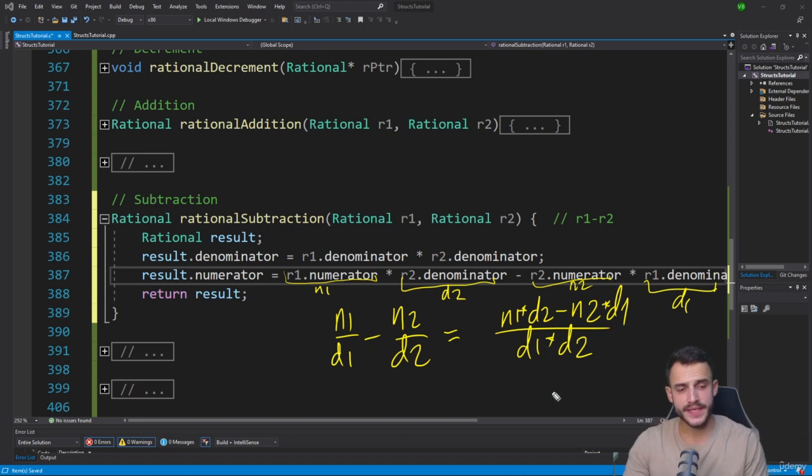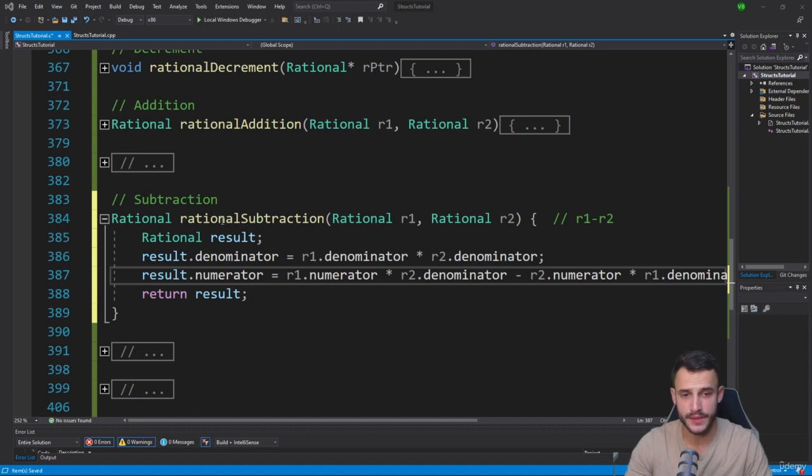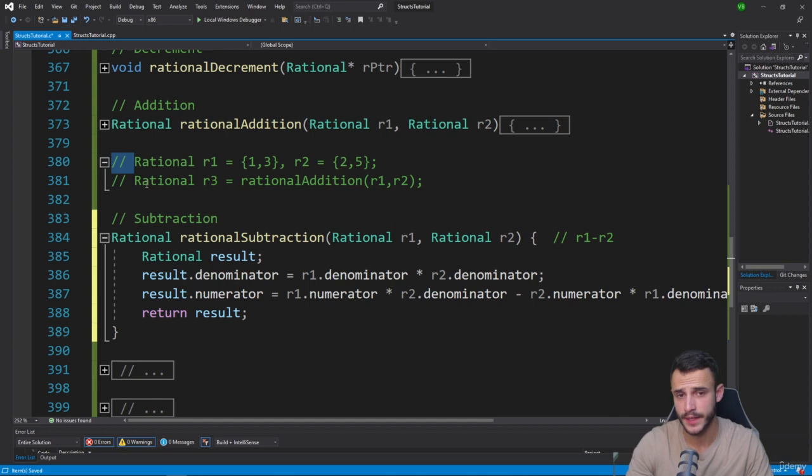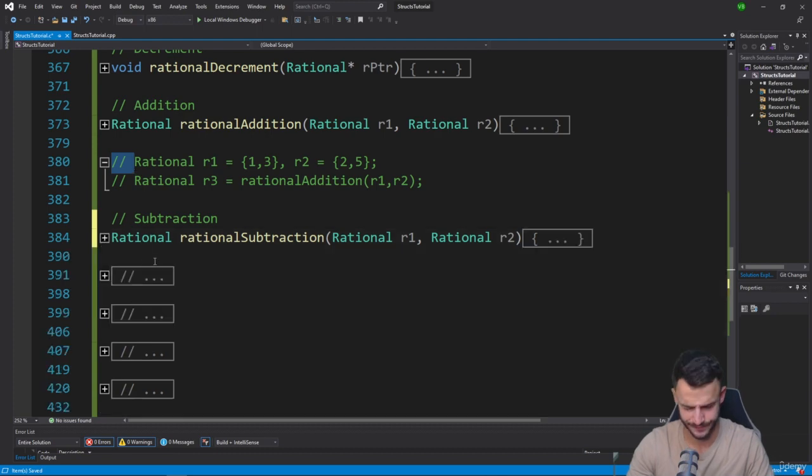And regarding the denominator, it should be d1 multiplied by d2. And that's exactly what we can see in this line, 386: d1 multiplied by d2, returning the result. Okay, so this is it about the subtraction operation, and the function call is very similar to this one. Just like this, instead of rational addition, you simply write down rational subtraction.